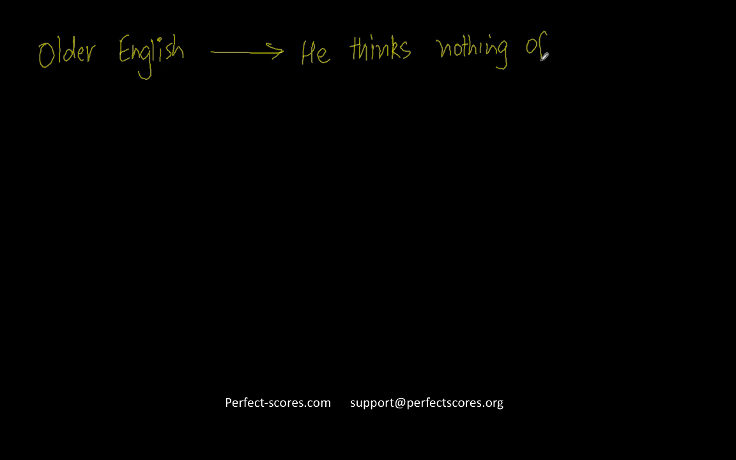Now sometimes in older English, not in the English that we use right now, but in older English, especially in poetry, a simple pronoun could also be used reflexively. For example, he thinks nothing of self. And in this case, you see the word self. Now, self is sometimes used as a noun as well, which is what is happening in this case.